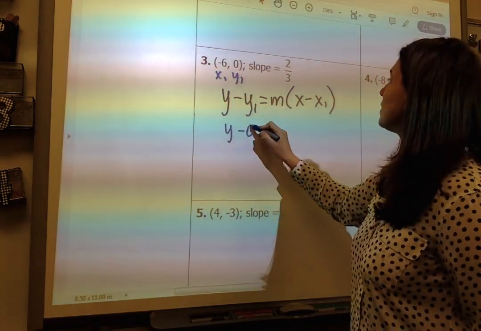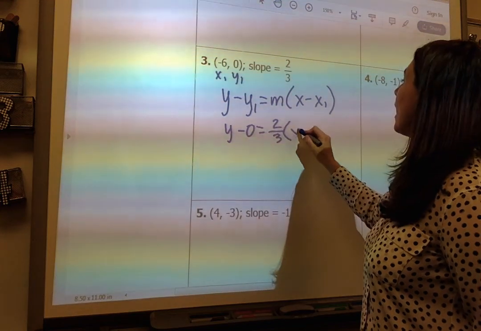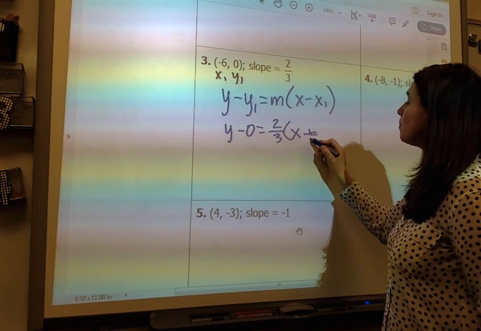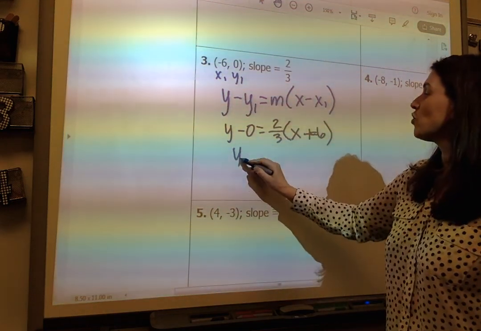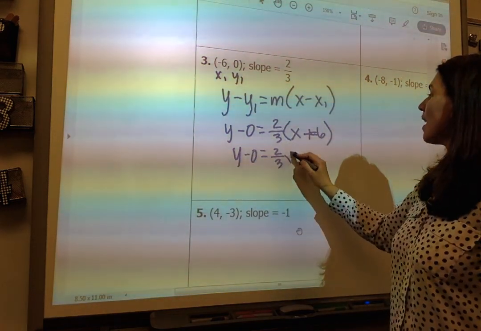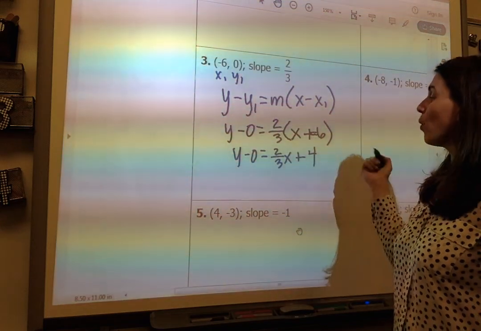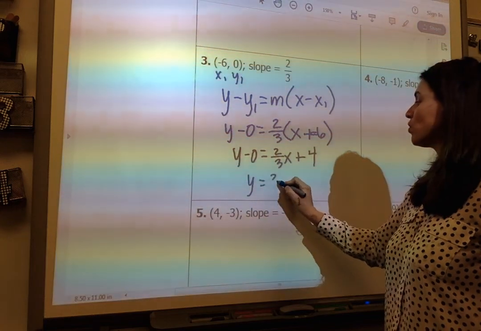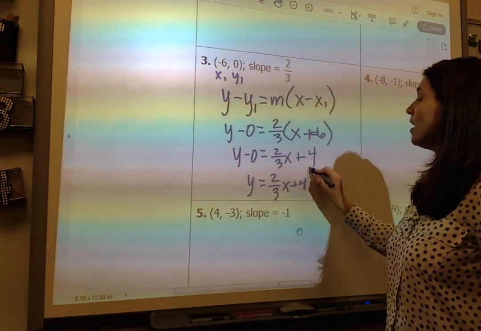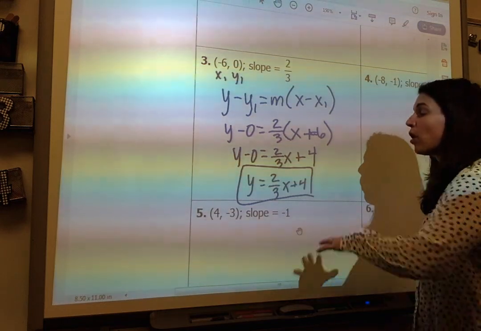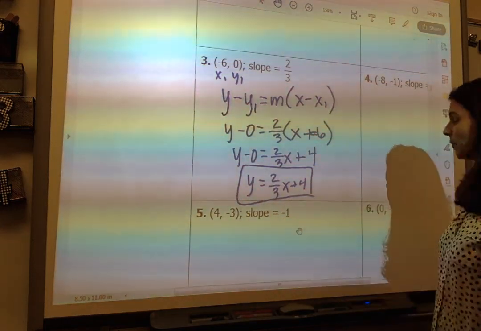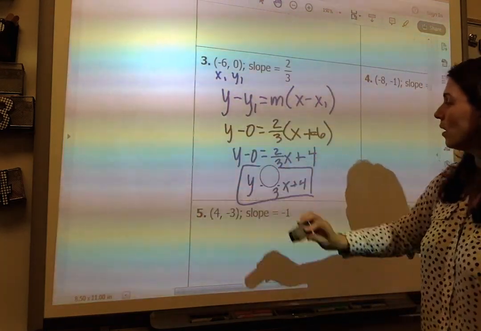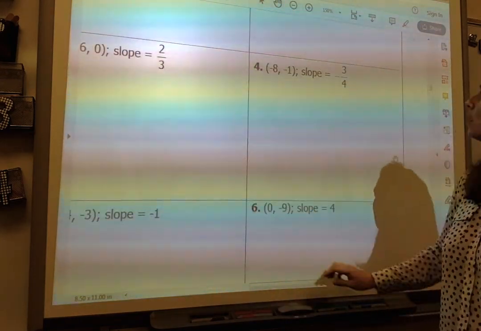And I have y minus 0 equals 2/3 times x minus a negative 6, and a negative minus a negative becomes plus 6. So when I distribute, I get 2/3 x plus 4. Even if I add 0 on both sides, it becomes 4. So y equals 2/3 x plus 4. I don't have any work to do because that's already given me my formula. Okay? That's number 3.